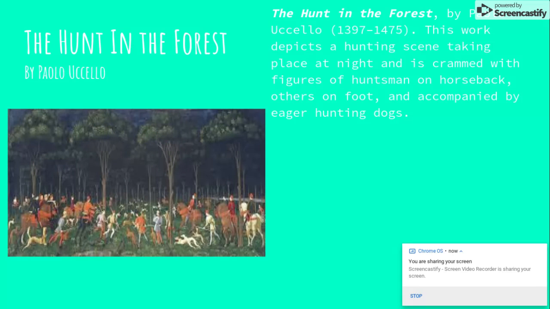The Hunt in the Forest by Paolo Uccello, painted around 1470. It is one of the best-known paintings in the Ashmolean Museum, Oxford, England. Also, Uccello used vanishing points and geometric shapes to create it. This is an example of secularism, because these people are hunting for food and doing what they think is right instead of what the church said.